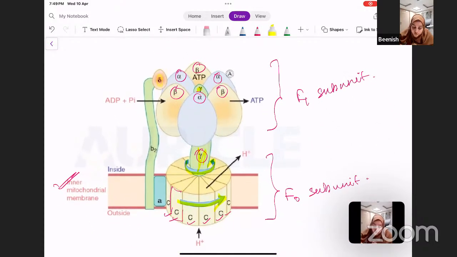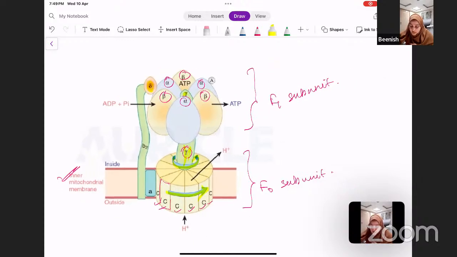And then you can also appreciate this delta here. Epsilon is also there, present on the bent axle, but it is not shown here in the diagram for the sake of convenience and clarity. But epsilon protein is also there. So this is about your complex 5.